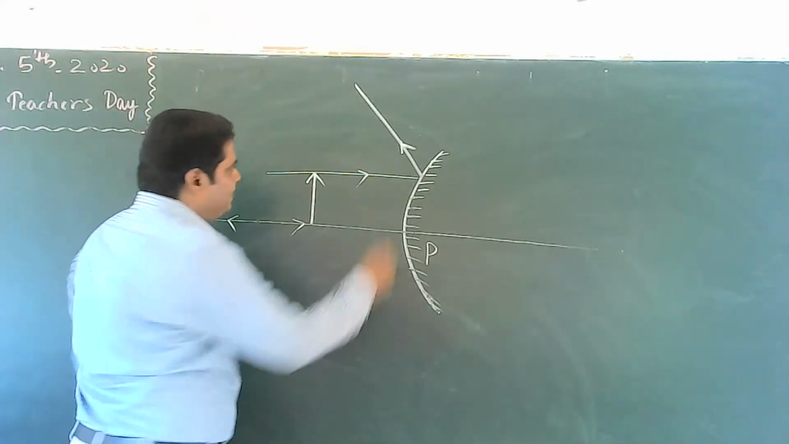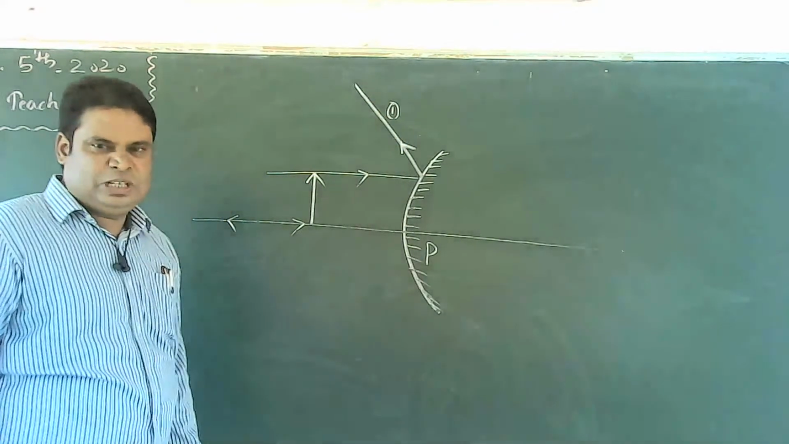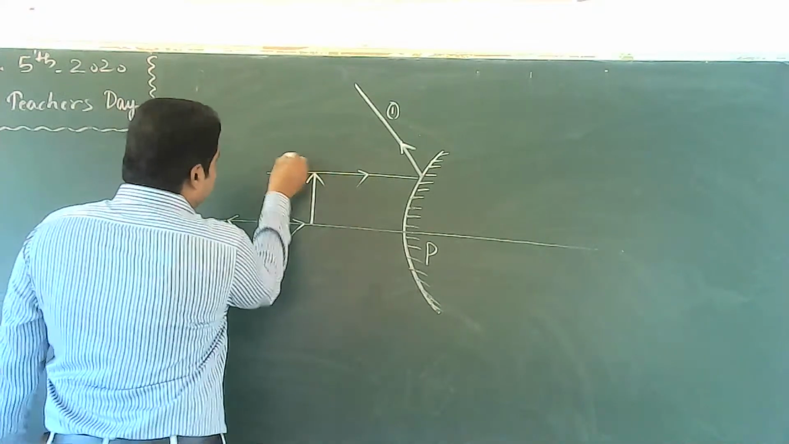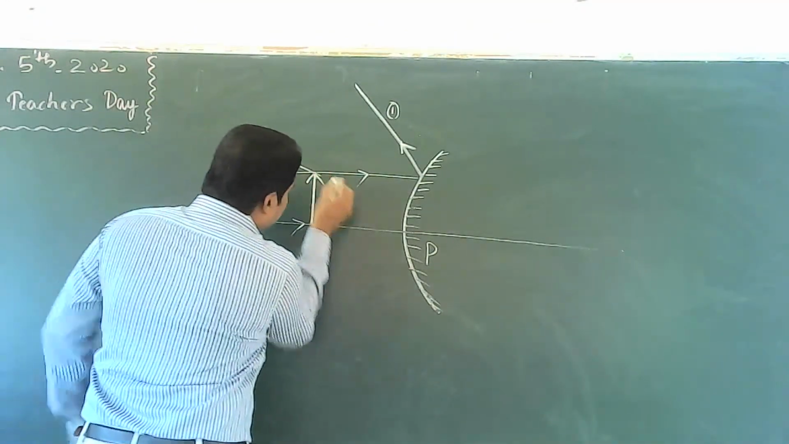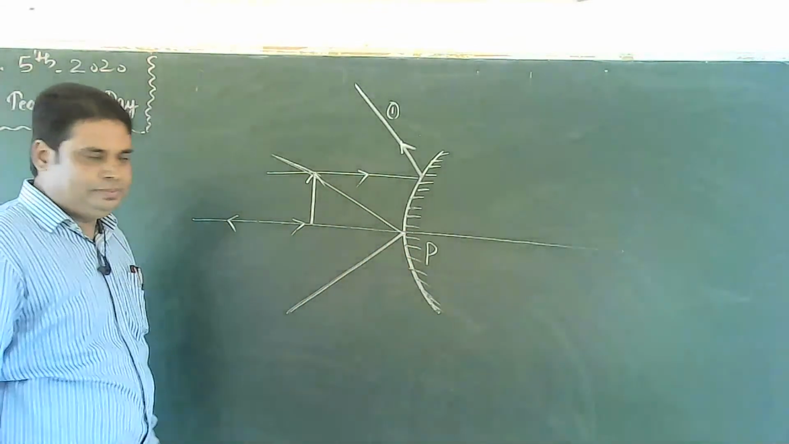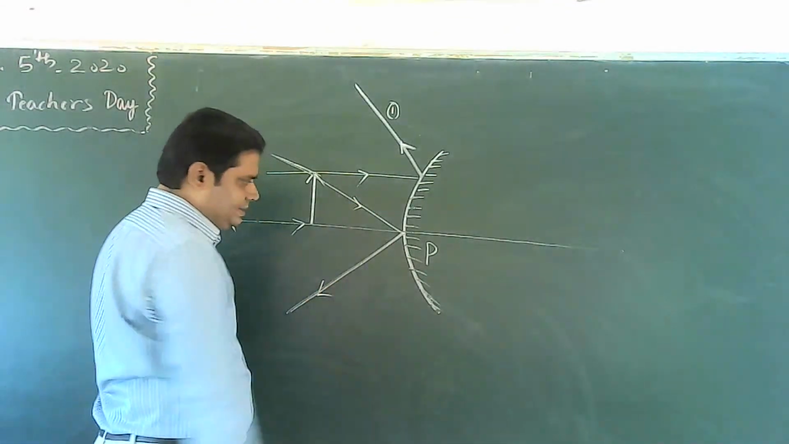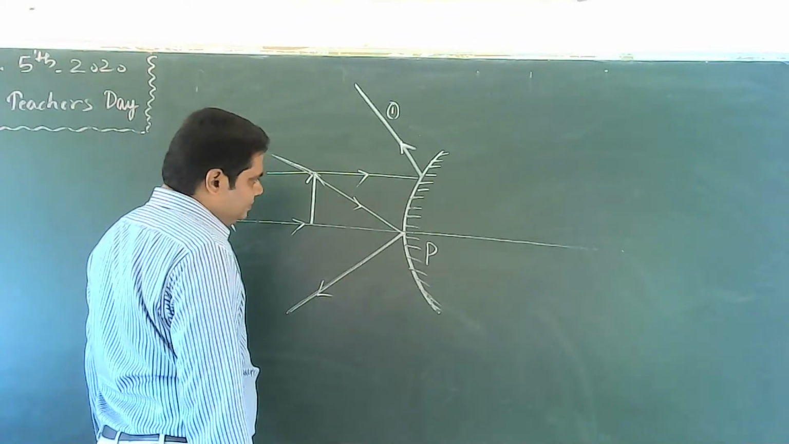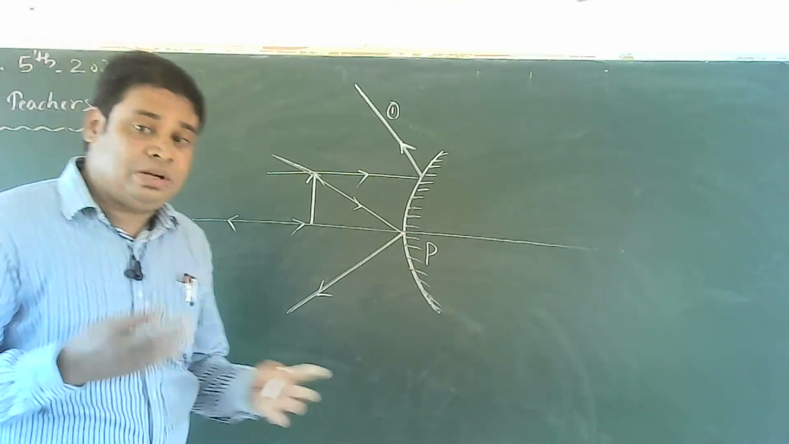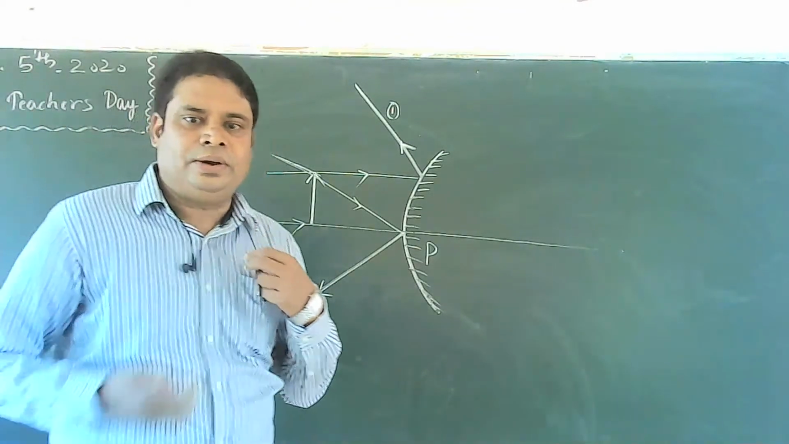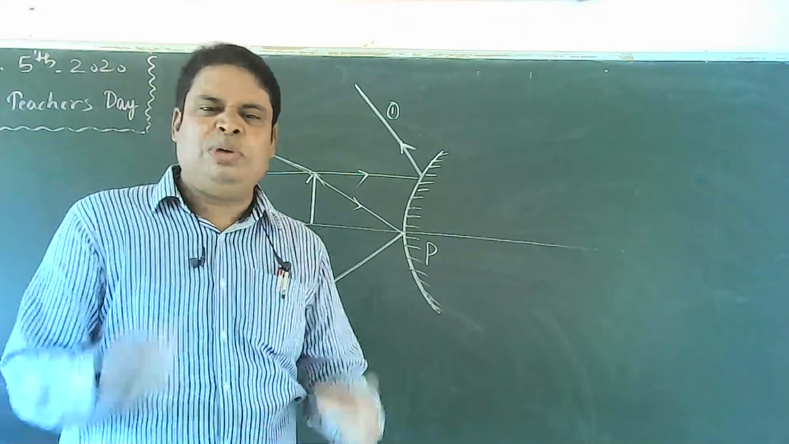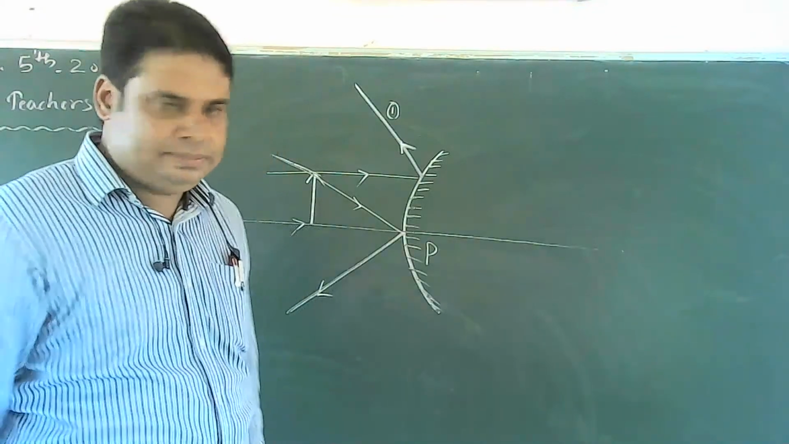And let me consider the second ray. This is the first ray. I am speaking a little slowly so that you understand, once understood it is permanent. Second ray, let me consider a ray incident at point P, the pole. Then definitely it will move like this. Where is the image formed? Here there is no question of formation of a real image. Only a virtual image is formed, inside the mirror only.